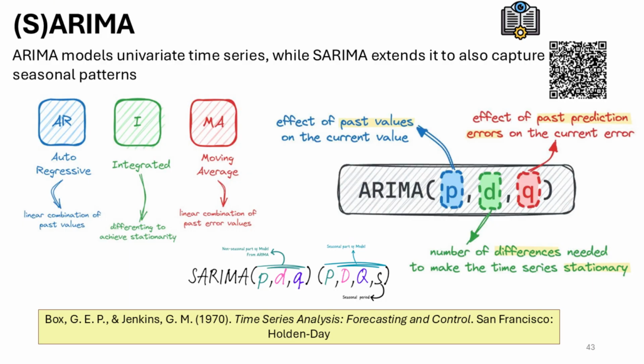In the notation shown on the slide, the lowercase p, d, q represents the non-seasonal part of the model inherited from ARIMA. The uppercase P, D, Q, S represents the seasonal components that look back at the same hour from previous days. By combining these, we create a robust forecasting tool that understands both the immediate momentum of the grid and its long-term rhythmic behavior. This methodology remains a cornerstone of time series analysis and provides the mathematical rigor needed to feed accurate demand forecasts into our Gurobi optimizer.